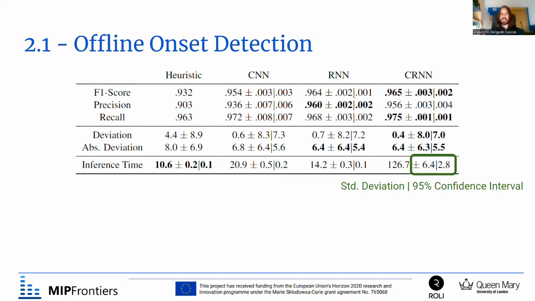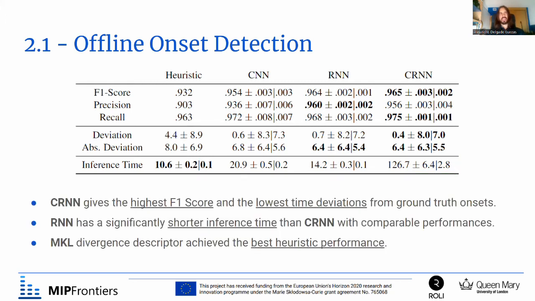We measure the error as well using the standard deviation and the 95% confidence interval, which is derived from this standard deviation from several iterations of each of these experiments. In general, we find that convolutional neural networks and convolutional recurrent neural networks give the maximum accuracy scores, and also the minimum time deviations from ground truth onsets. But these accuracies and deviations are quite comparable with those from recurrent neural networks. And RNNs have significantly shorter inference times. In particular, they are around 9 times as fast as convolutional recurrent neural networks.